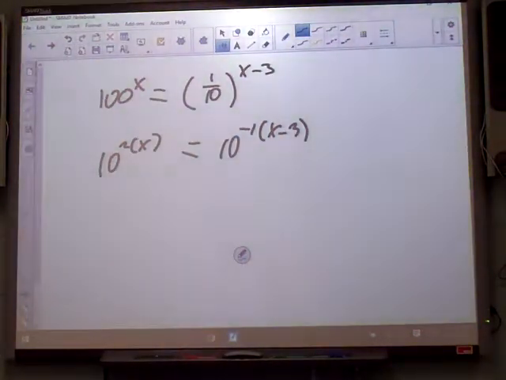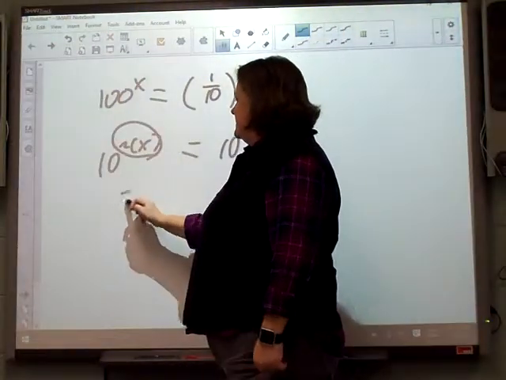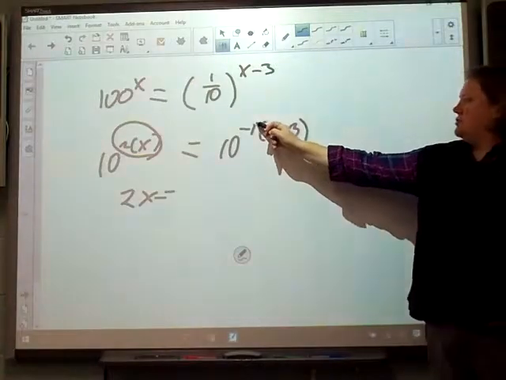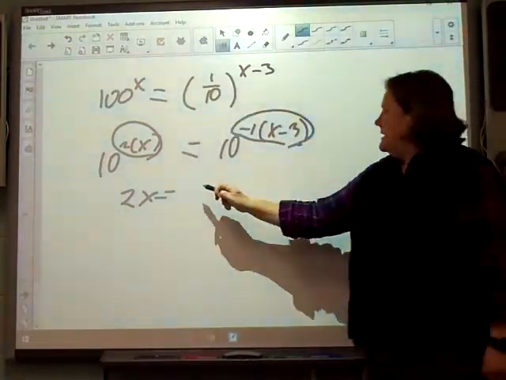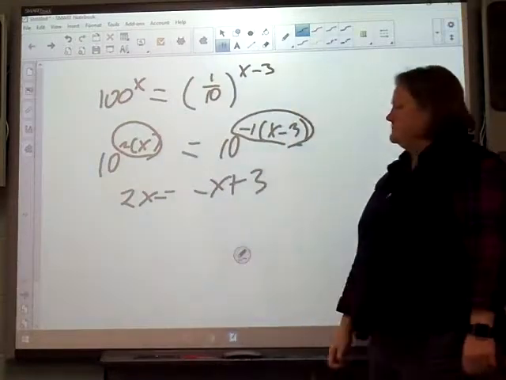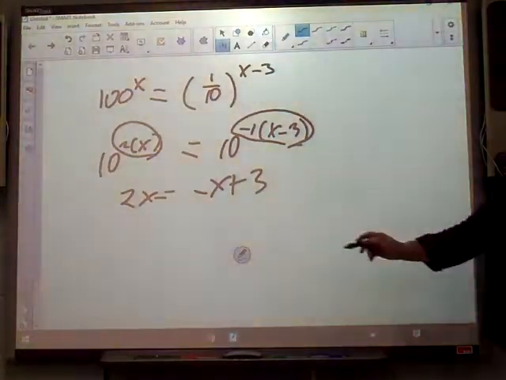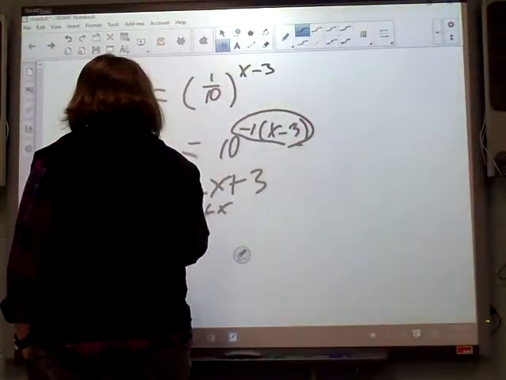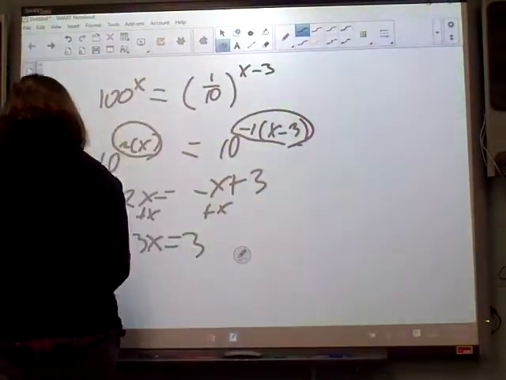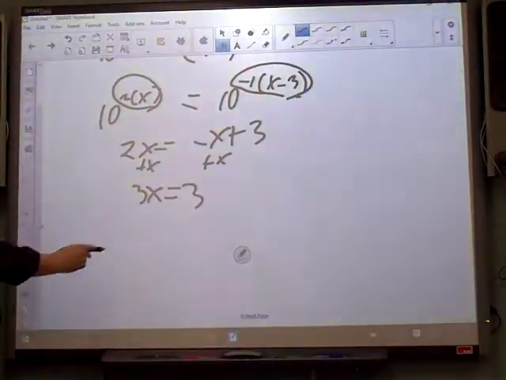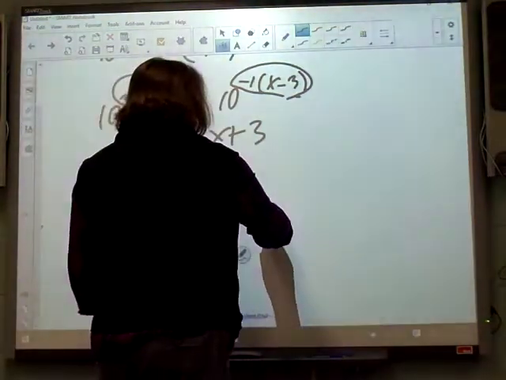Now if 10 equals 10, and it does, then it means our exponents have to be equal to each other too. So we're going to say 2x is equal to, I'm going to go ahead and distribute this -1, negative x plus 3. Now it's just like a normal equation that you learned how to solve in middle school. What would we do to start solving that? Okay, good idea. So we got 3x equals 3. Then what? Divide by 3 and x equals 1.